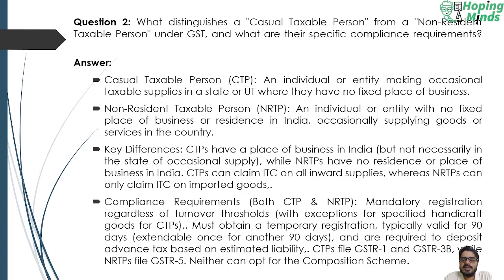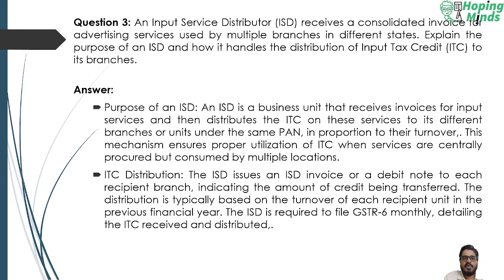The casual taxable person have to file GSTR 1 on monthly or quarterly basis and GSTR 3B wherein the tax liability is discharged, whereas the non-resident taxable person are required to file GSTR 5 as a compliance requirement under GST. Moving to next question.